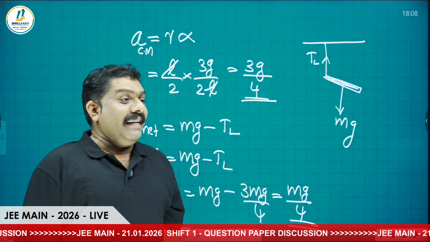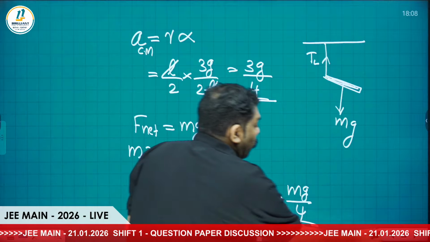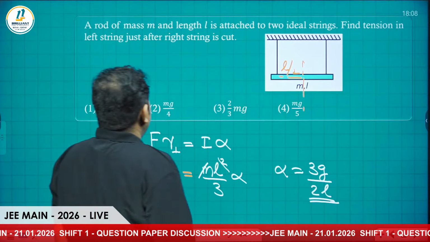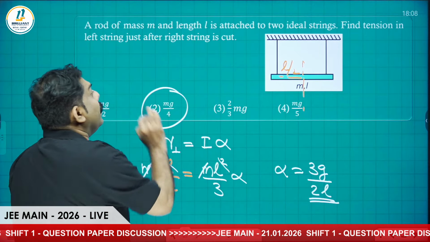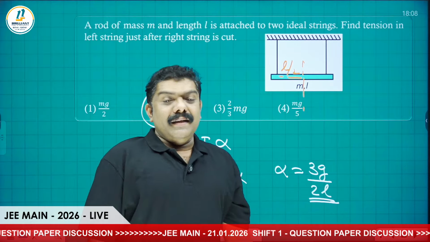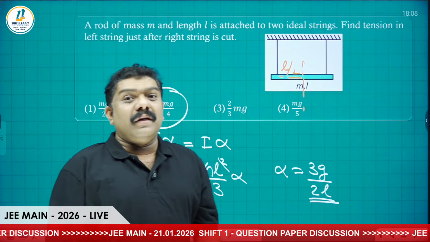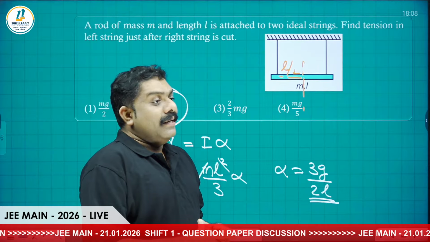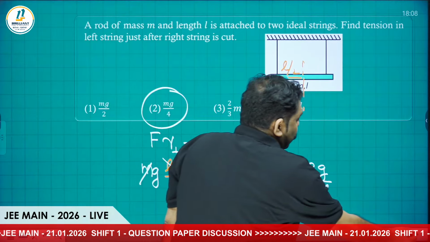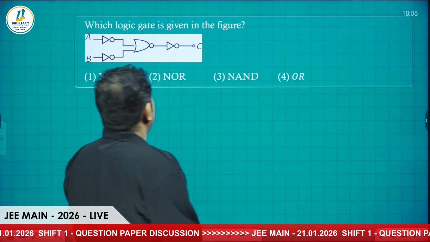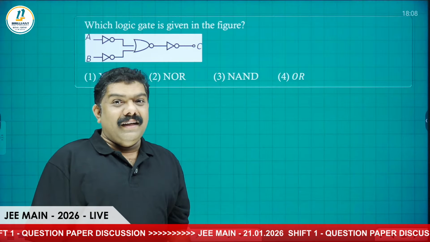So the right answer here is mg by 4. So we can say the right option is option 2, mg by 4. It is a question relating to rotational motion and laws of motion concept. And the next question that we can see is a question based on logic gates.